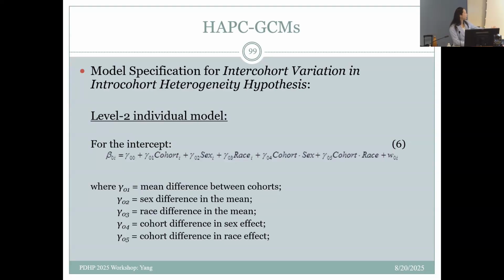interpretation of the model parameters are given here in case you get disoriented in terms of what am I looking at, what am I estimating. And so gamma 0,1 continues to be the cohort effects in the mean, gamma 0,2 and 0,3 correspond to sex and race differences in the mean, and gamma 4 and 5 are the cohort differences in sex effect and cohort differences in race effect, respectively.